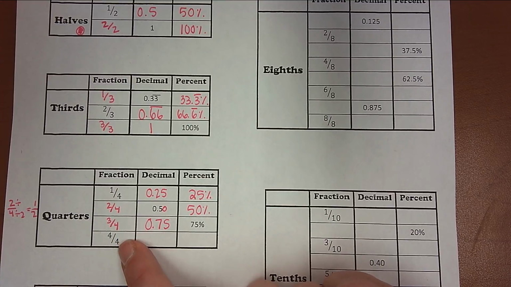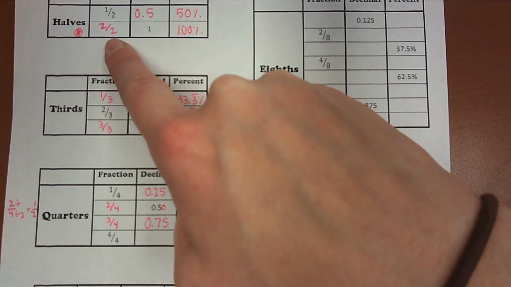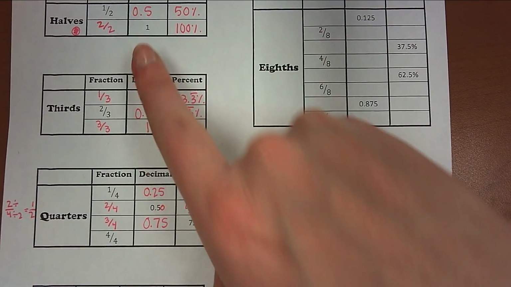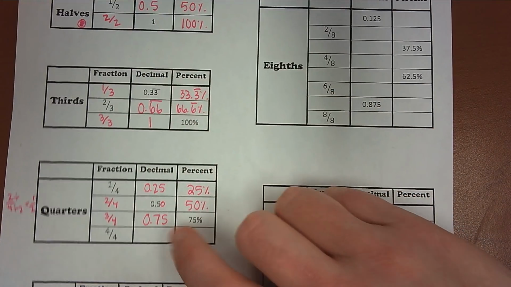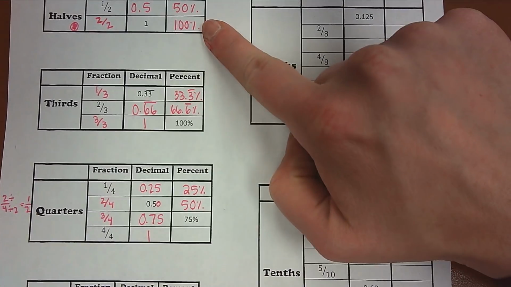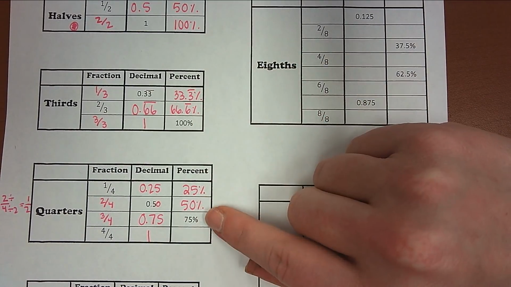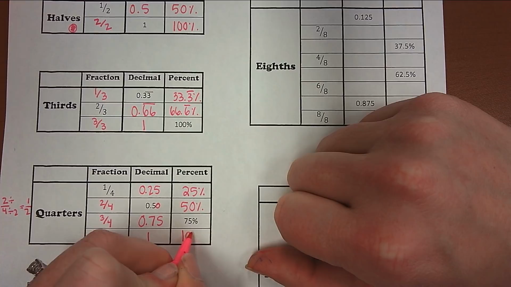And then this last one, 1 whole, think about this. If we've got 4/4, that's the same as 3/3 and 2/2. So my decimal is going to be the same as it was up here. It's going to be 1 whole. And my percentage is going to be the same as it was up here when it was 1 whole, which is 100%.